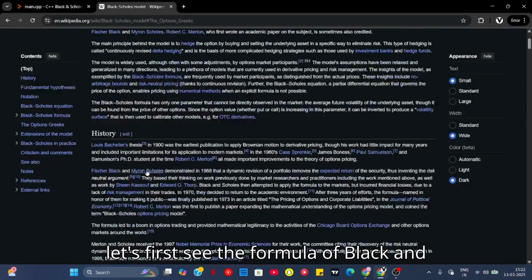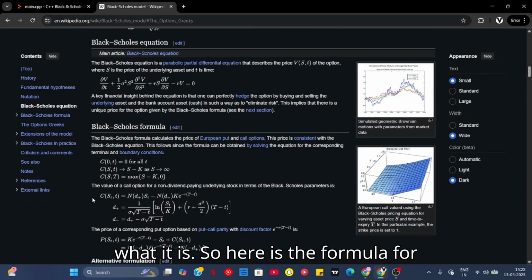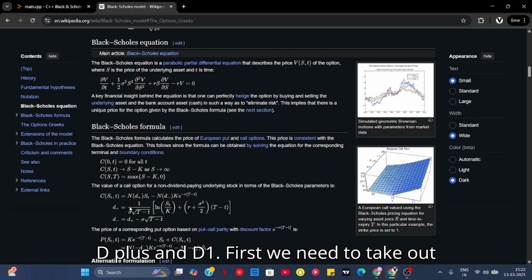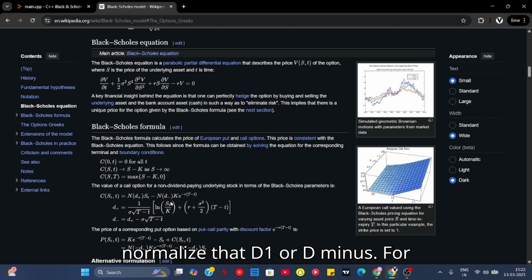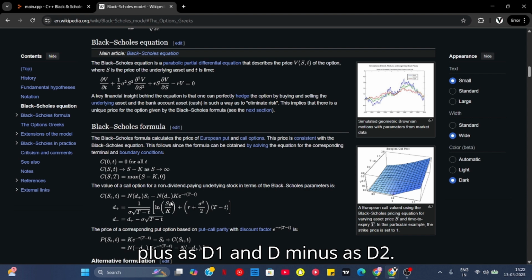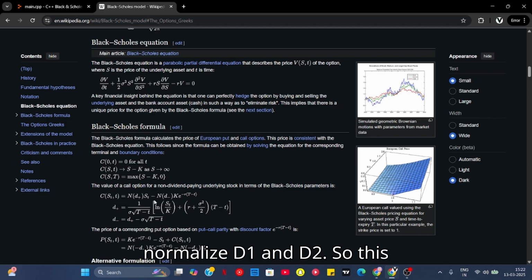Let's first see the Black-Scholes formula, which will give us a good idea of what it is. Here you can see N of d plus and d minus. First we need to calculate d1 and d2, and then we need to normalize them. For better recognition, we take d plus as d1 and d minus as d2. So it shows that we need to normalize d1 and d2.